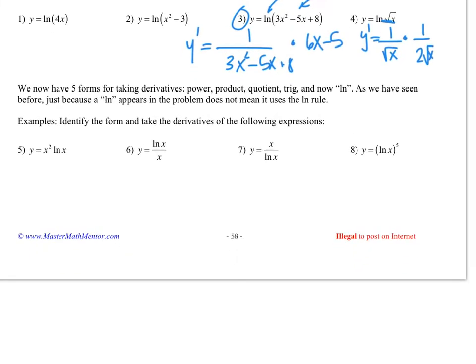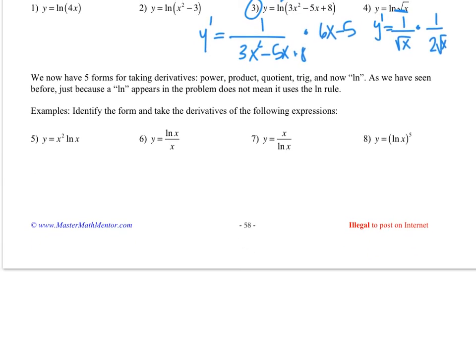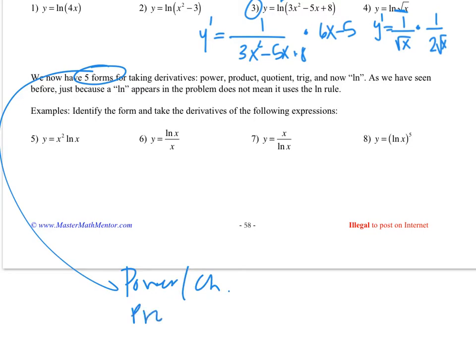Now we have different types. Here we need to identify them. We have 5 forms now. We have the power chain, we have a product, we have a quotient, we have a trig derivative.